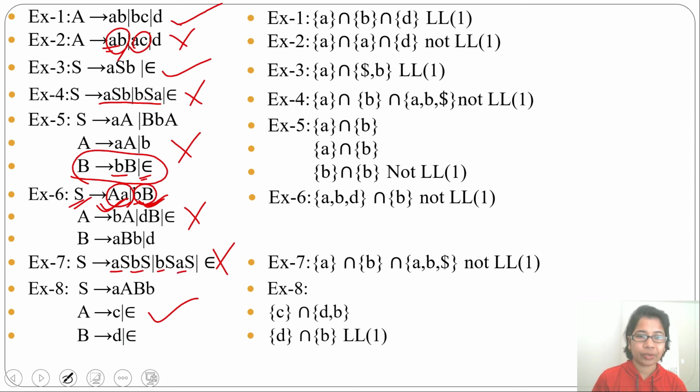You can use the shortcut trick and without doing the parse table, you can say whether a grammar is LL1 or not.